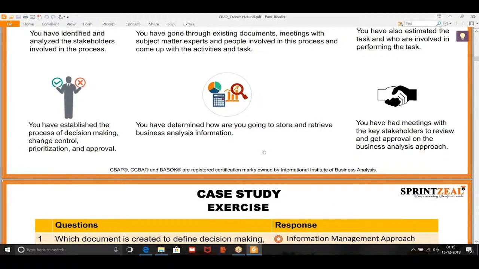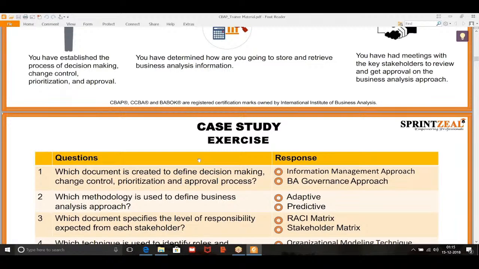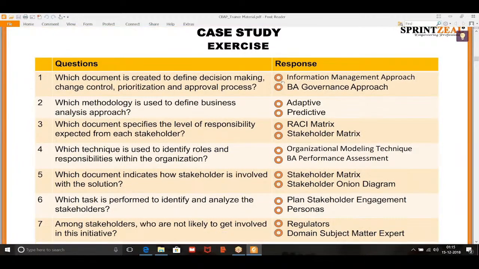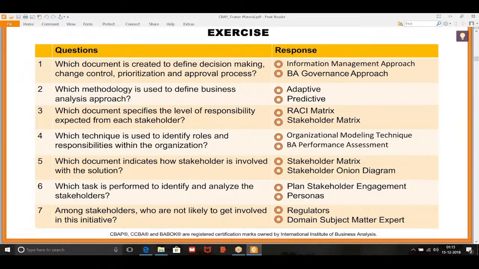Okay, let's do some exercise. Are you ready for it? So what do you think is the first one? Which document is created to define the decision making control part? The governance. Yes, that's correct.